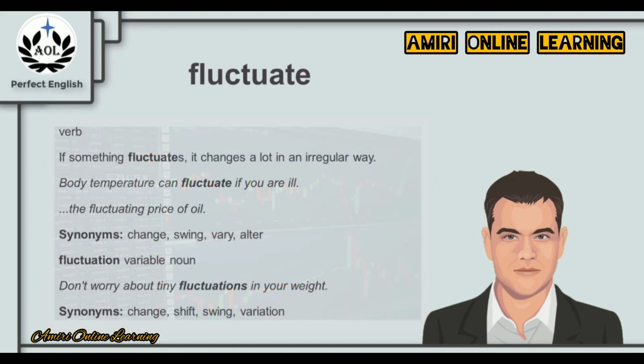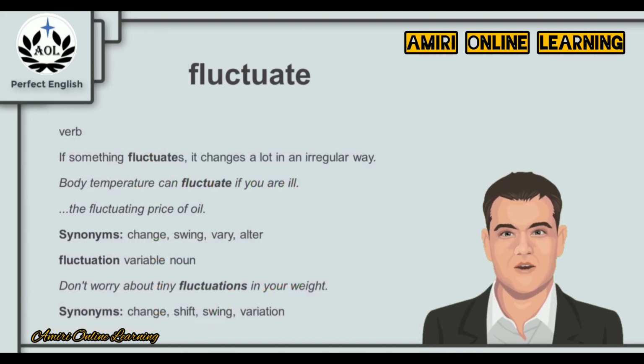Let's find out. Now, fluctuate is a verb, and if something fluctuates, it changes a lot in an irregular way, just like the graph we saw. For example, body temperature can fluctuate if you are ill, or the fluctuating price of oil. That means they change a lot in an irregular way. And synonyms for fluctuate are the words change, swing, vary, and alter.